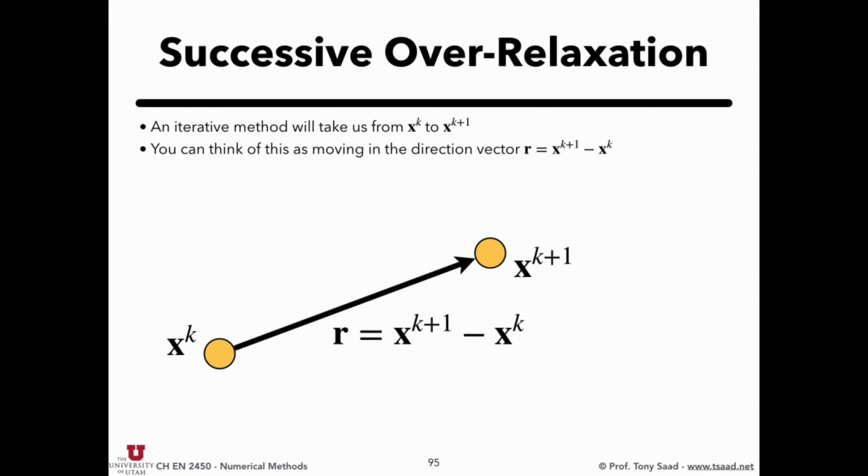Now, to go from x^k to x^(k+1), R is our iterative recipe. It could be Jacobi or Gauss-Seidel, correct? That is our iterative recipe. What is the recipe? How do we move in that direction?